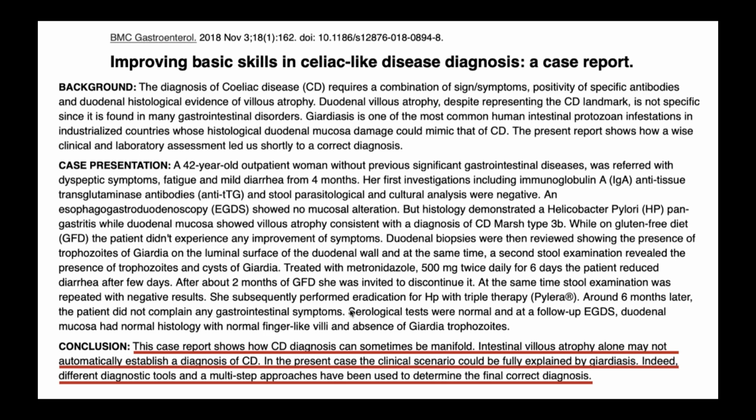So this is really speaking to the fact that one of the advantages of tests like GI map is that we can actually see potential contributors to what you may be thinking might be due to some other cause. For example, in this case, celiac disease can be mimicked by giardiasis, so Giardia infection.